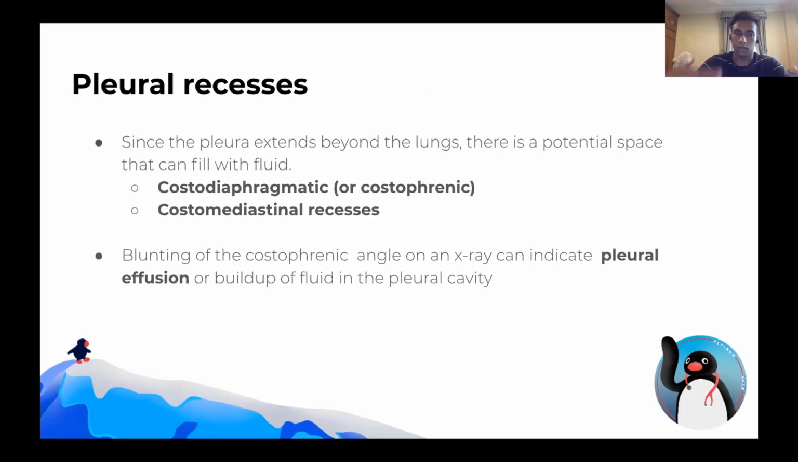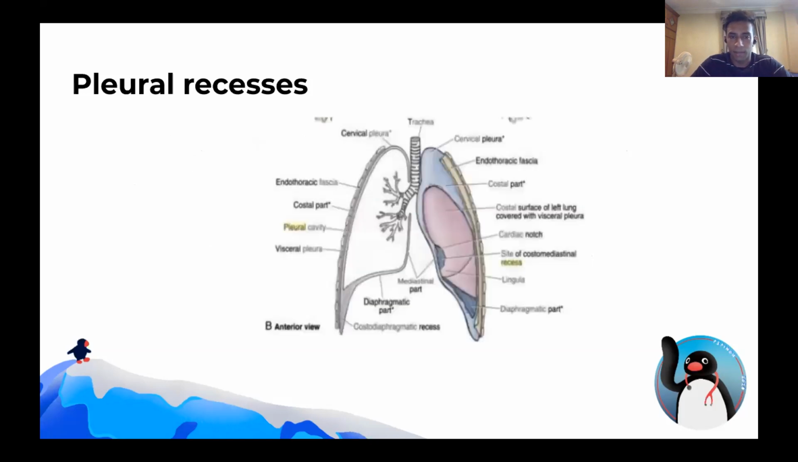Since your pleura extends beyond your lungs, there's, again, this potential space for fluid to build up. So there is your costodiaphragmatic recess, as well as the costomediastinal recess. Looking at this picture, here is your recess. This is a space for fluid to build up, as well as here, over here, and over here. So fluid can build up here, here, or here again. Both sides have costodiaphragmatic recess, and on your left side, because of the cardiac notch, there's also a costomediastinal recess. These are just important points for where fluid can build up.